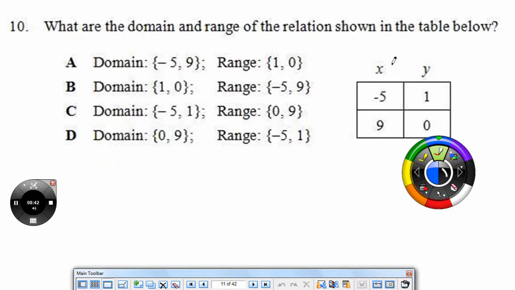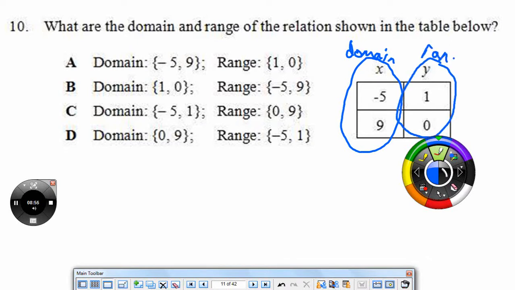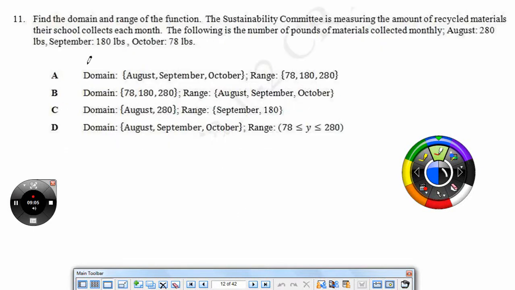Domain and range, just need to remember that domain are all of the x's and the range are all of the y values. So this is your domain, and of course this would be your range. So you just look for the answer that looks the same as that. So that would be A. Same, except just more real-world context. So for this one, it would be A, because the months are the domain, and the pounds are listed there as the range.